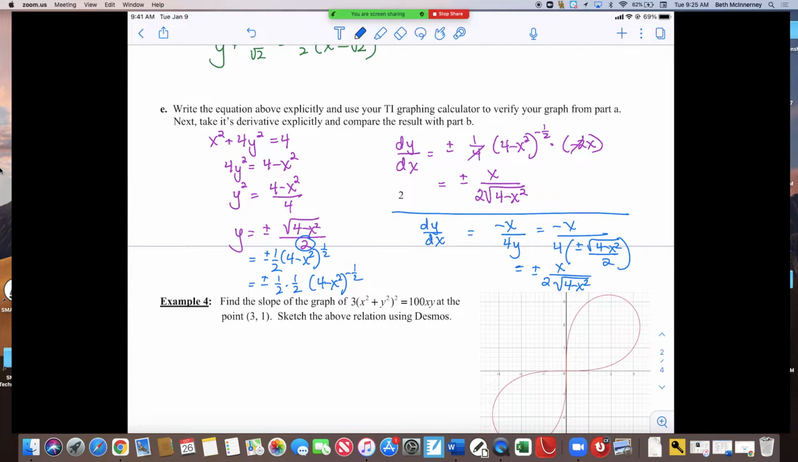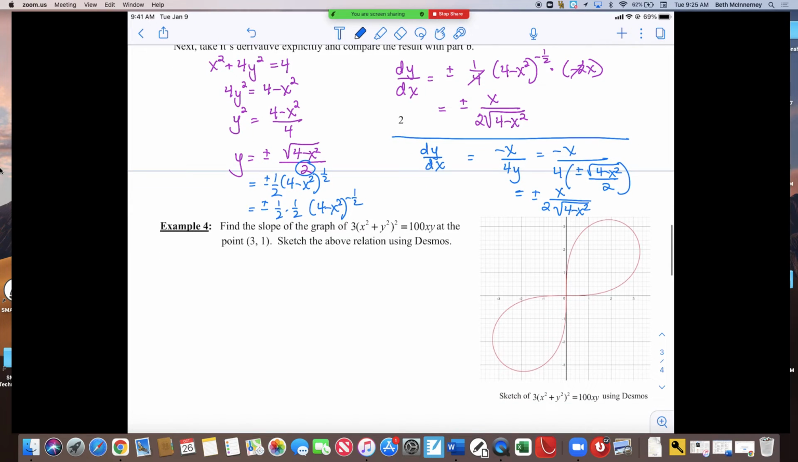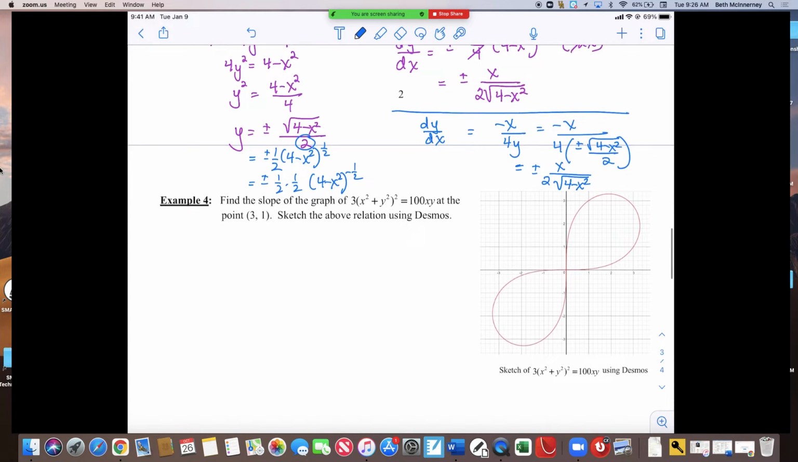All right, so let's look at example 4. What I just showed you in example 3 is I can do it explicitly or implicitly when it's possible to do explicit and show that the derivatives are in fact equivalent. So in example 4, it says find the slope of the graph of 3 times the quantity x squared plus y squared, the quantity squared, equals 100xy at the point (3, 1). And I went ahead and sketched it using Desmos.